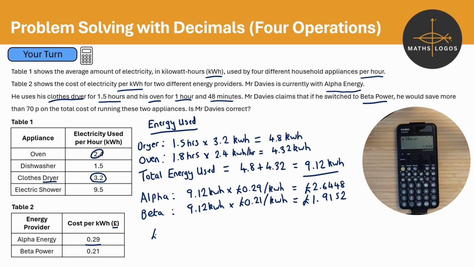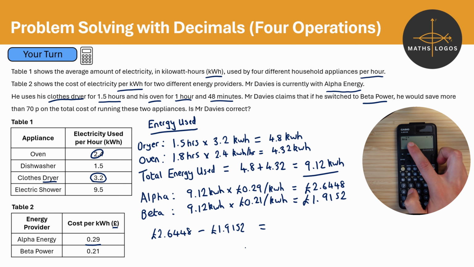Well, we need to do the difference between these two numbers. So take that number and then take away the cost if I use beta power. And this is going to give me an answer in pounds, so I have to be careful with that. I'm going to store this as my answer, so I'm going to click the answer button. That has stored the 1.9152 as my answer.